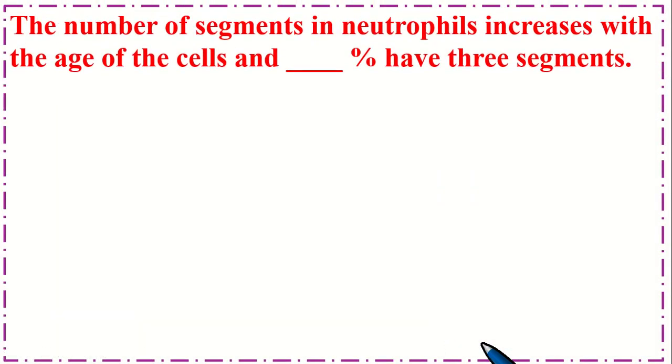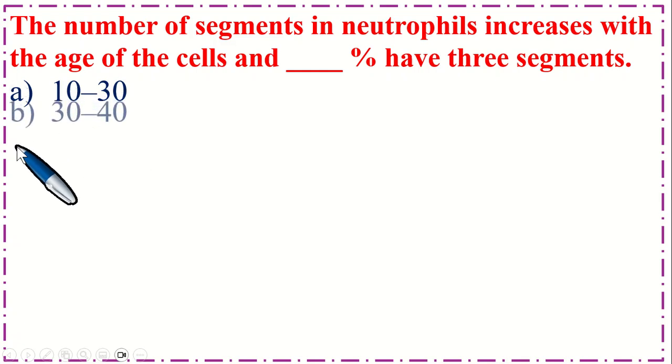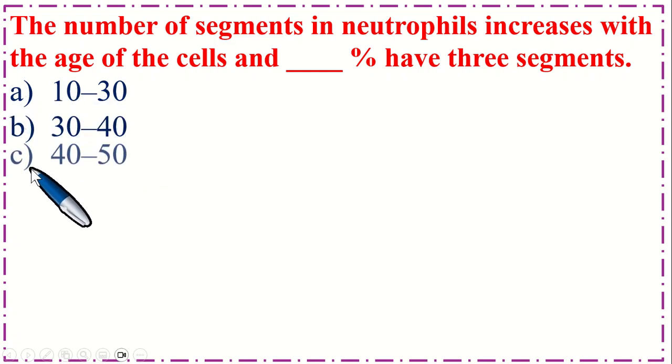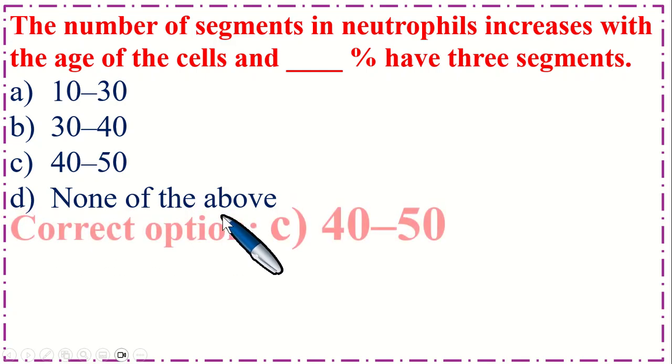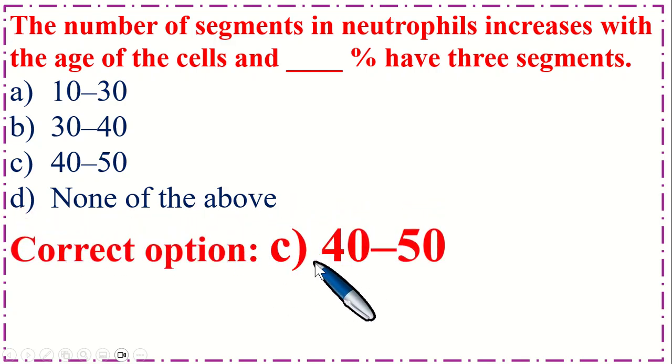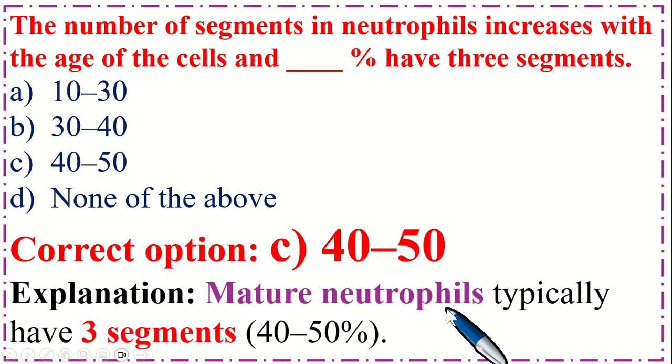Dear students, this is very important MCQs. The number of segments in the neutrophils increases with the age of the cells, and dash percent have 3 segments. Option A, 10 to 30. B, 30 to 40. C, 40 to 50. And option D, none of the above. So the correct option is C, 40 to 50. So mature neutrophils typically have 3 segments, which is 40 to 50%.